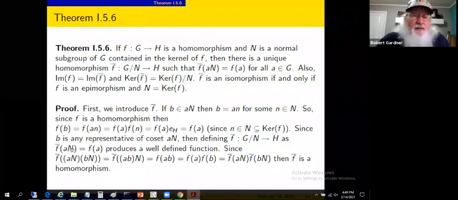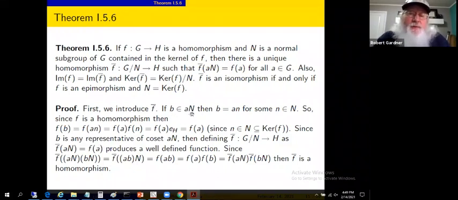Remember, it's a whole set of elements. We're picking one element in that set, this representative A, in our definition of the F bar. We're defining it as F of A. What this says is no matter what you had chosen from that left coset AN, you would have got the same thing out. That's what this argument is. So we're good in defining F bar of a left coset in terms of a representative. All representatives, such as B, produce the same thing. F of B equals F of A.